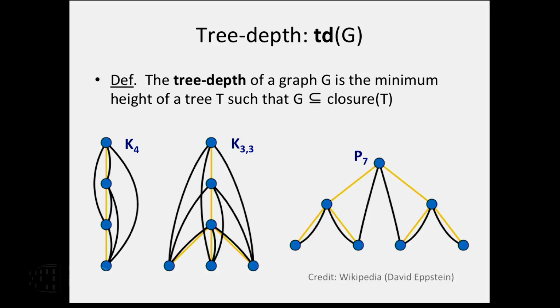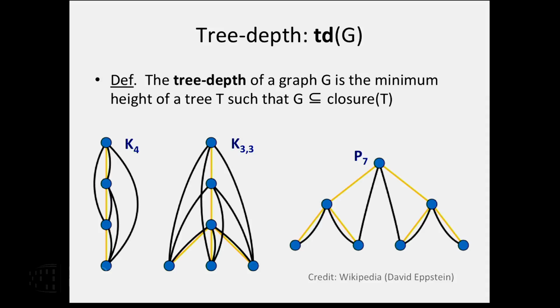Just to illustrate this with a few examples, the tree depth of a complete graph, let's say K4, is 4 because it's equal to the closure of the path of order 4. The complete bipartite graph K3,3 is the closure of this graph here. And for paths, the tree depth is logarithmic in the order.